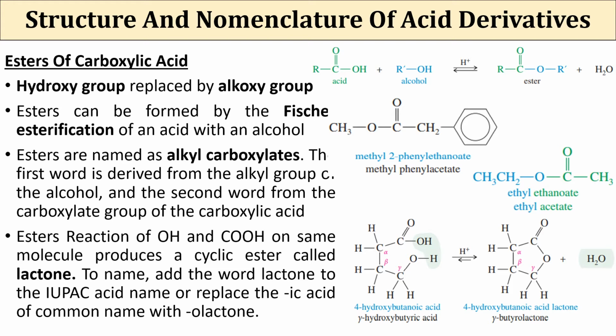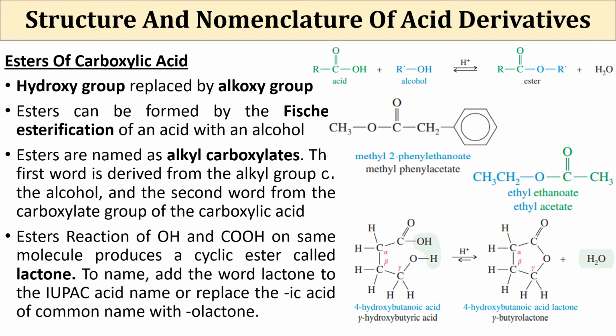Esters are named as alkyl carboxylates. The first word is derived from the alkyl group of the alcohol and the second word from the carboxylate group of the carboxylic acid. Reaction of an OH and a carboxylate on the same molecule produces a cyclic ester called a lactone. To name, add the word lactone to the IUPAC acid name, or replace the -ic acid of the common name with -olactone.